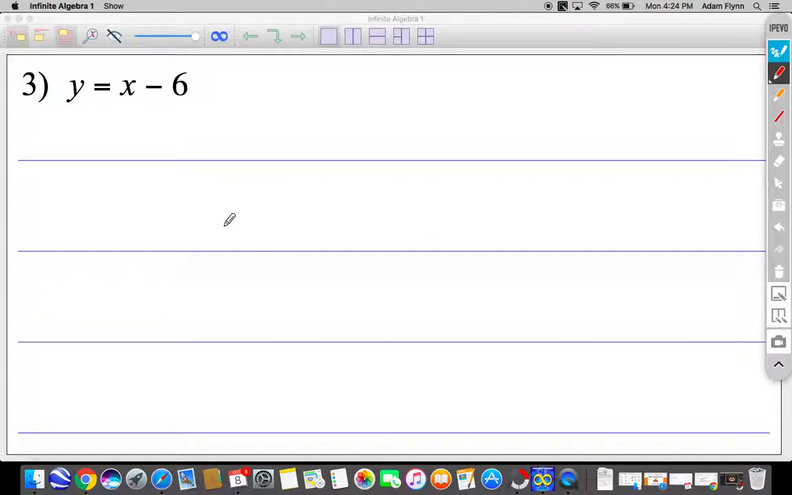Number three, we have y and x on opposite sides of the equal sign, so we know it's not in standard form. And the y is all by itself. So this would be the form y equals mx plus b. So we know this is slope-intercept form. On to the next one.